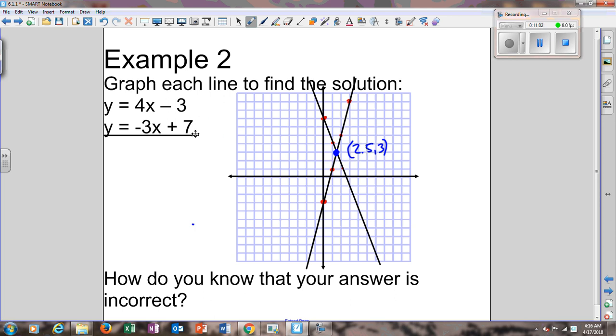So let's go ahead and plug your answer in. So we have 3 equals 4 times 2.5, minus 3. Well, 4 times 2 is 8. 4 times a half is 2. So 8 plus 2 is 10. It gives you 10 minus 3. So you get 3 equals 7. No good. So we must have a problem here somewhere.